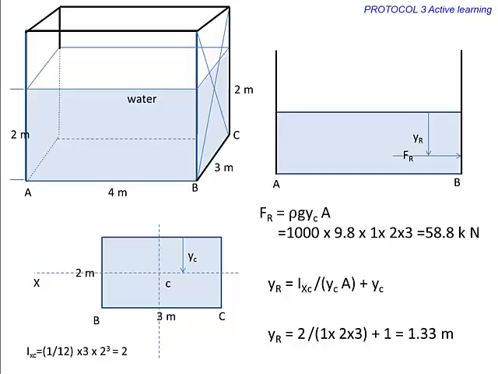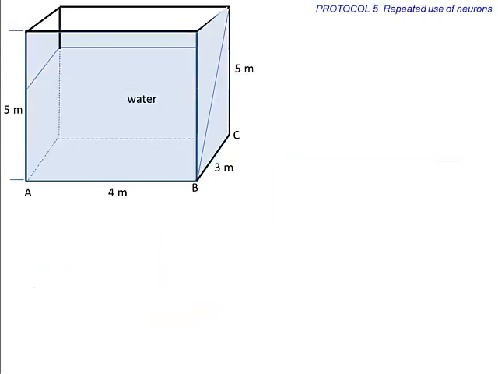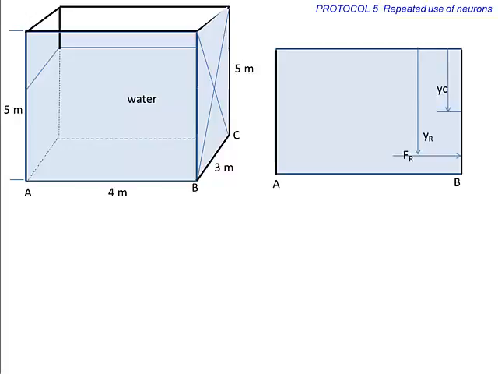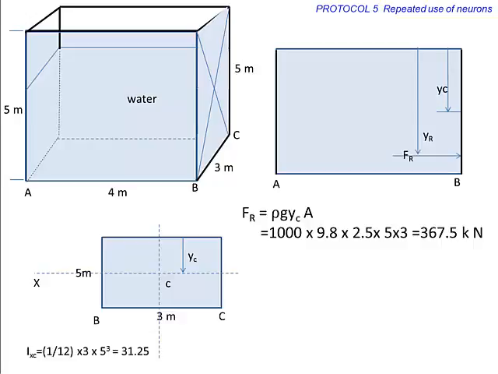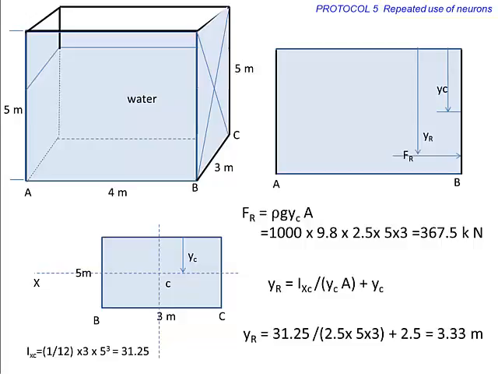Imagine that the tank is completely filled with water. Calculate the hydrostatic force acting on the vertical surface and its location. To find the resultant hydrostatic force, we can use the previous equation derived. In order to find the location, first we need to calculate the moment of inertia of the area. Then use the equation derived earlier. The resultant force is acting 3.33 meters below the surface on the vertical wall.